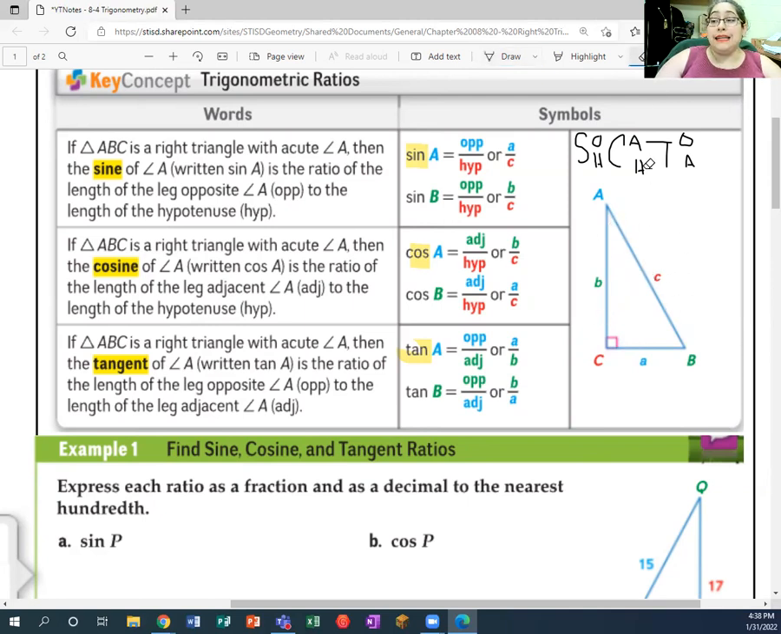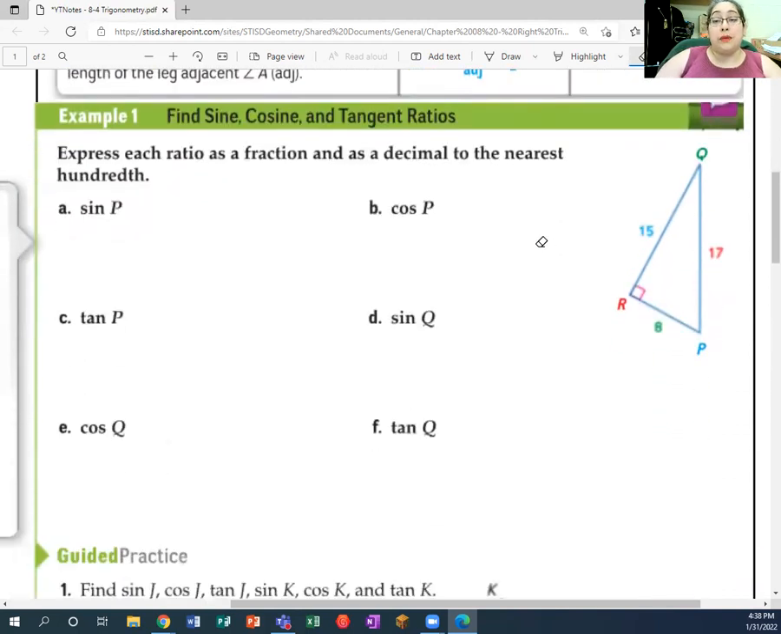The cosine is A over H, A standing for adjacent. That is the side that's closest to the angle, but not the hypotenuse, divided by the measure of the hypotenuse. And the tangent is the opposite over the adjacent. So the side opposite the angle we're looking at divided by the side adjacent to the angle, but not the hypotenuse. All right, let's find the ratio of each one of these angles.